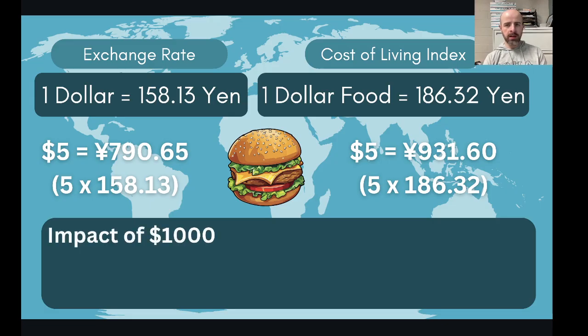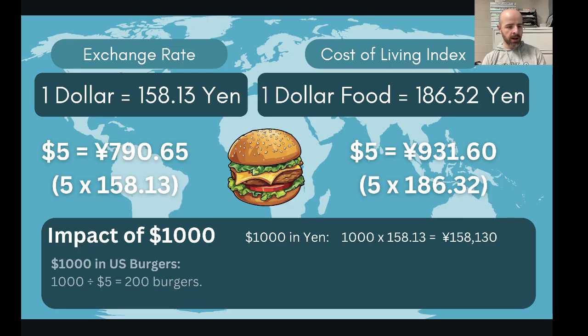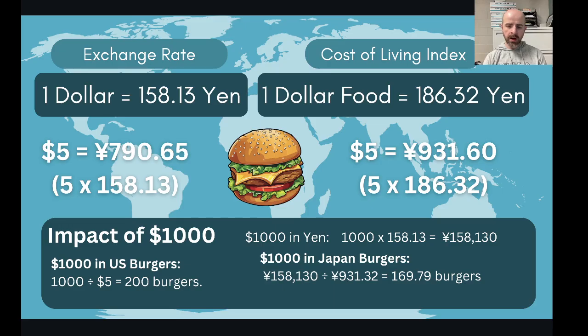Let's say I had $1,000 and I wanted to buy as many burgers as I can with $1,000. $1,000 in yen is 158,130 yen. So if I took that $1,000 and I wanted to buy as many burgers as I could in the United States, I could buy 200. If I took that $1,000 to Japan and wanted to buy as many burgers as I could, I could only buy 169 burgers and a partial burger. So, food is more expensive in Japan. That is the cost of living index.